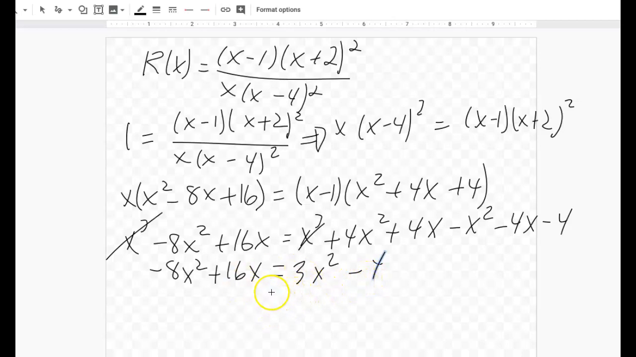Okay, so we have a quadratic equation. I like to have the leading coefficient positive, so I'm going to add 8x squared to both sides and subtract 16x. So we'll end up with 0 equals 11x squared minus 16x minus 4.